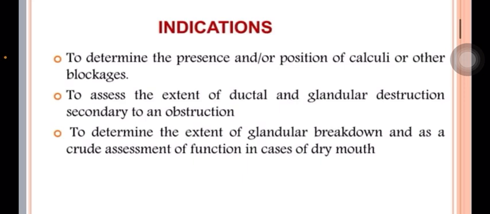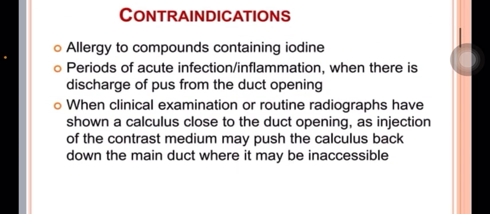Indications are to determine the presence and position of calculi or other blockages, to assess the extent of ductal or glandular destruction secondary to the obstruction, and to determine the extent of glandular breakdown. Contraindications are any patients allergic to compounds containing iodine, a period of acute infection or inflammation, and when clinical examination or routine radiographs show a calculus near the ductal opening, as the injection may push the calculi back down into the main duct.